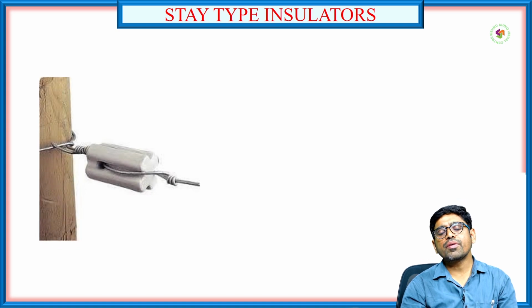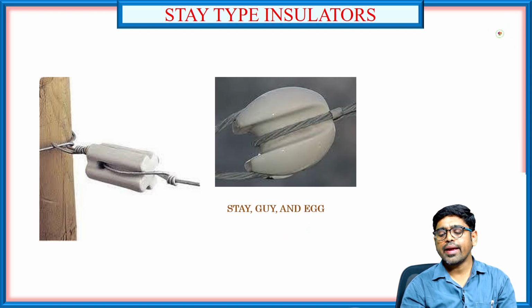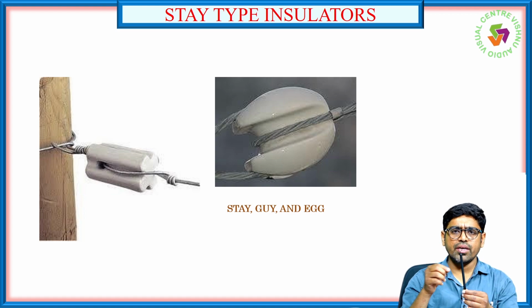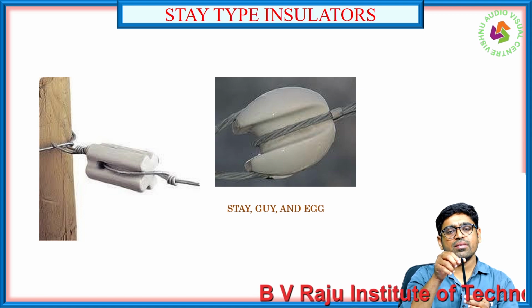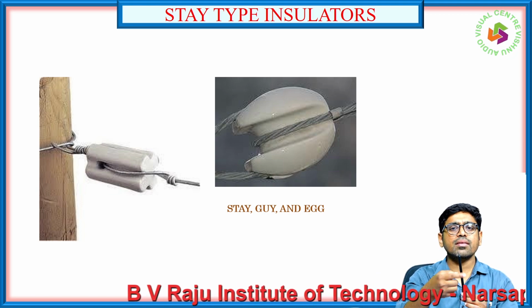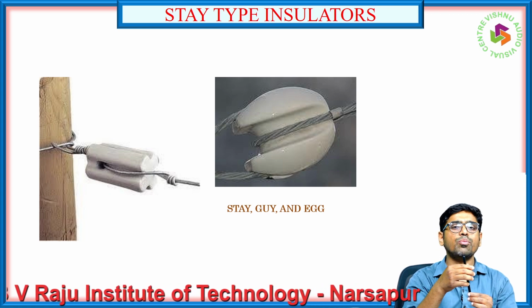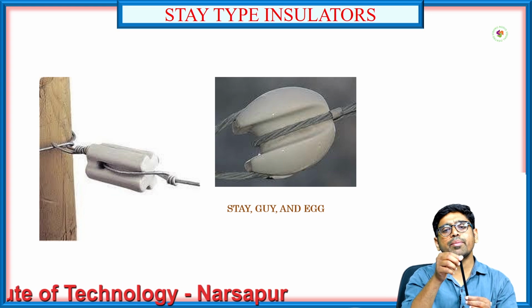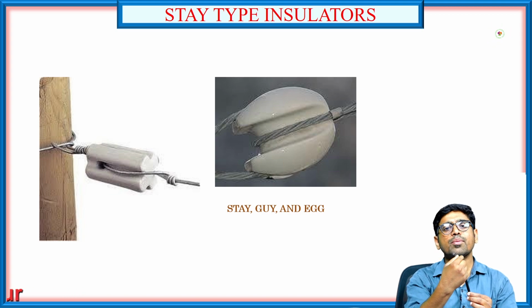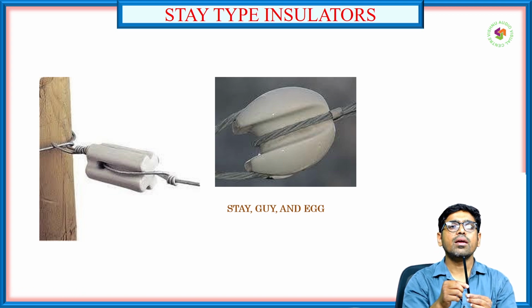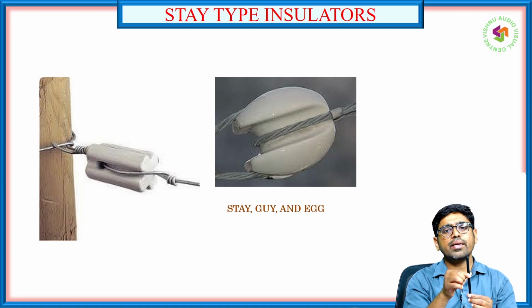Next, another type of insulator we have is the stay type insulator, which you can also call a guy insulator or egg insulator. We recommend this where the distribution line is at a dead end. In this case there is no mechanical support, so after a few years it may bend like this due to the tension. In order to relieve this tension, we need to connect a support like this, so that it stays stable at all times.